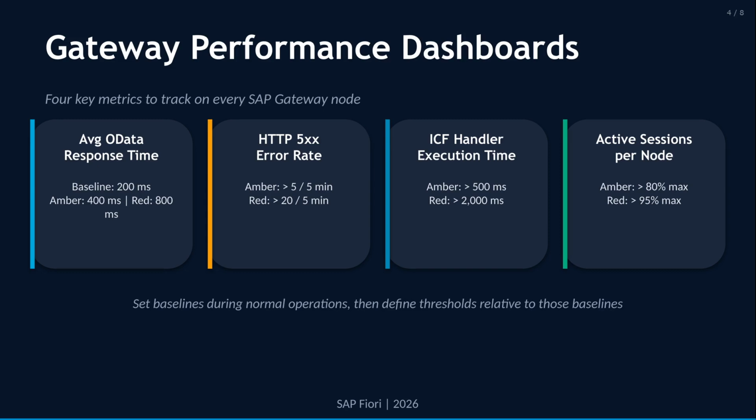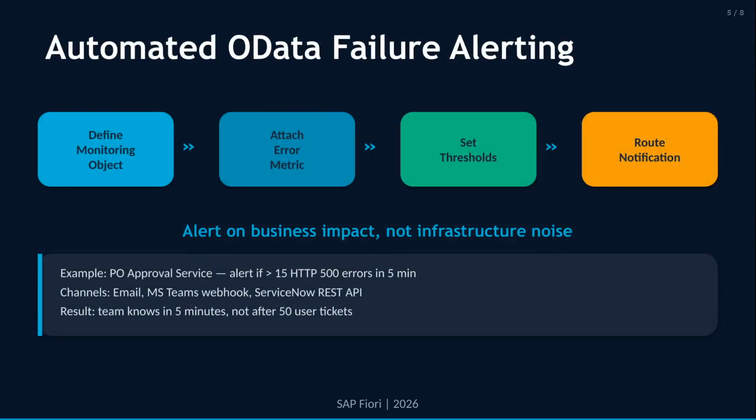Set your baseline during a normal business day, then create thresholds. For example, if your 95th percentile OData response time is normally 200 milliseconds, set amber at 400 and red at 800. When the dashboard turns amber, your team investigates. When it turns red, an incident is declared.